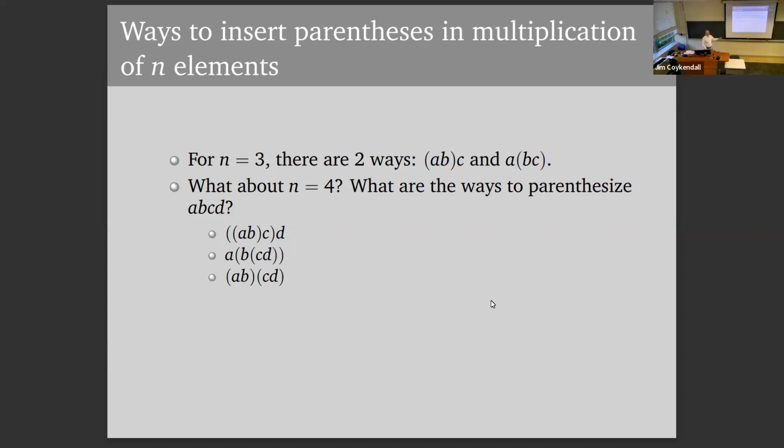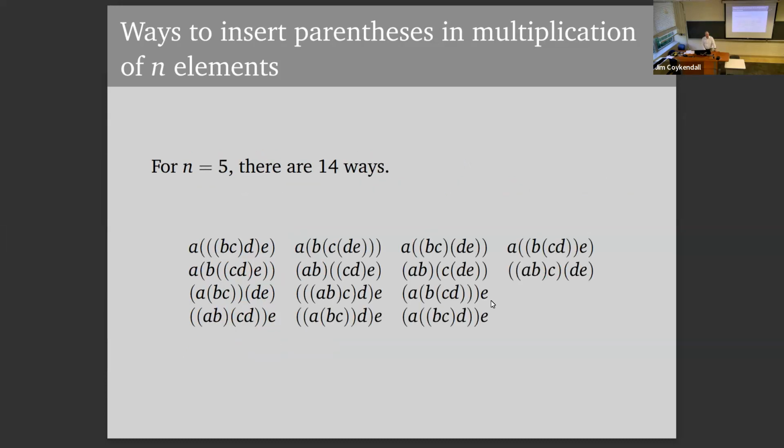Or in pairs: multiply A and B, multiply C and D, and then multiply them together. Or you could do the B and the C, and then A times that, and then times D, or the B and the C, and then that times D, and then A times that. So there are 5 ways. Anyone want to guess how many ways there are when n is 5? A, B, C, D, E. 14. It is 14.